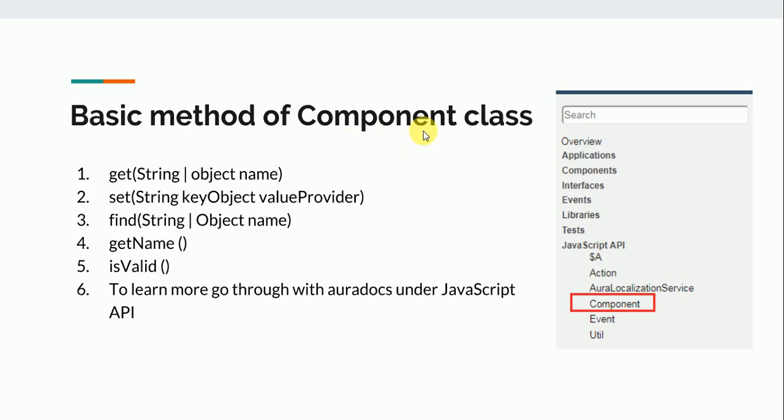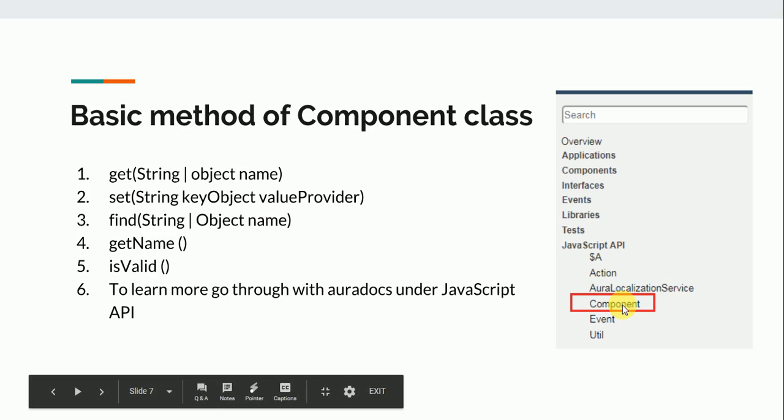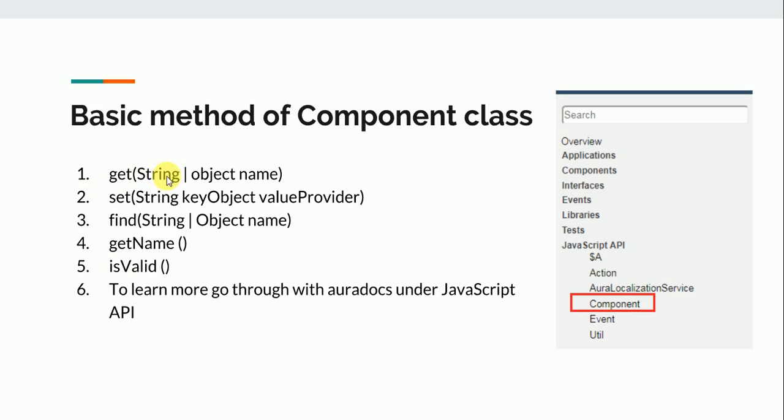So there is a component class in the Aura docs. If you navigate to the Aura docs, inside the JavaScript API, you can click on the component and you will see all the methods that are available in the component. I have listed a few of them. Get is for getting the value of a variable in a lightning component. Set takes two parameters, a key and a value, for setting like a map. If you want to put any value in a map, we need to provide a key and a value. In the same way we need to provide the key and value for the set function.